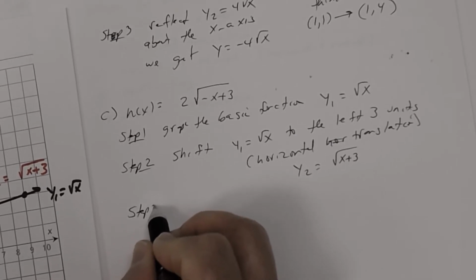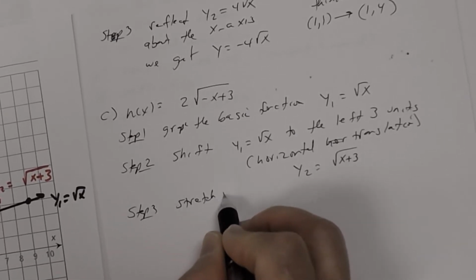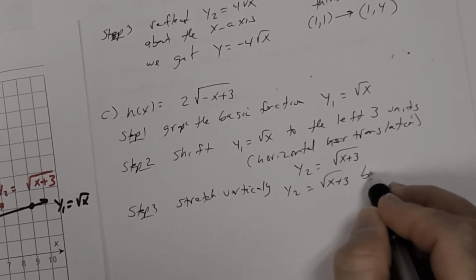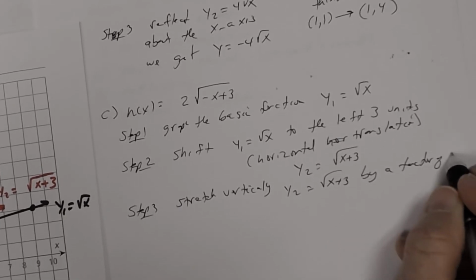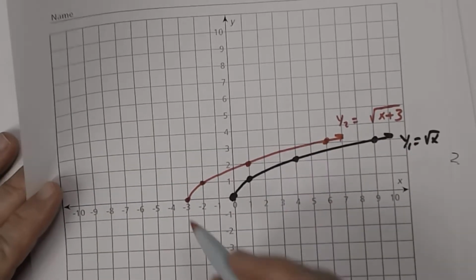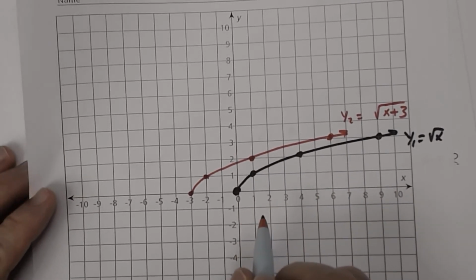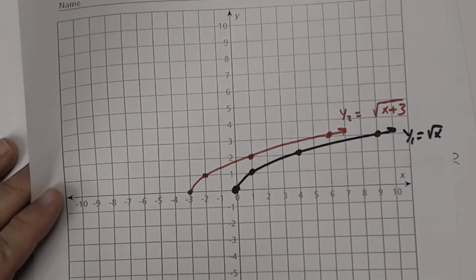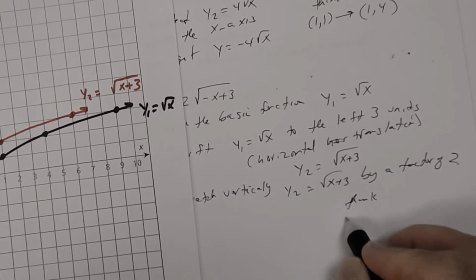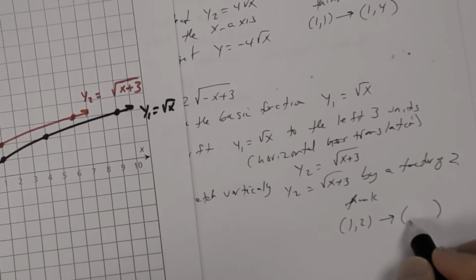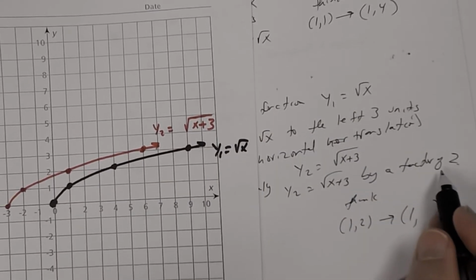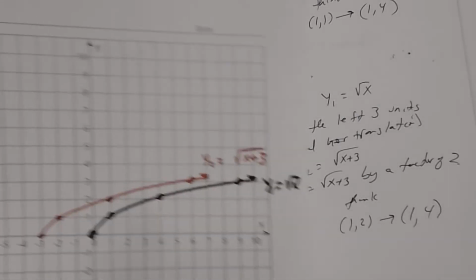Okay, so step 3. So you're going to say stretch vertically y2, which equals square root of x plus 3, by a factor of 2. All right, now remember what that means. What that means is that all these y-coordinates you're going to multiply by 2. So this point, let's look at this one. So the point 1, 2 becomes what point? So the x-coordinate stays the same, so that'll be 1 here. The y-coordinate you multiply by your factor. So 2 times 2 is 4. All right, so that's what's happening.